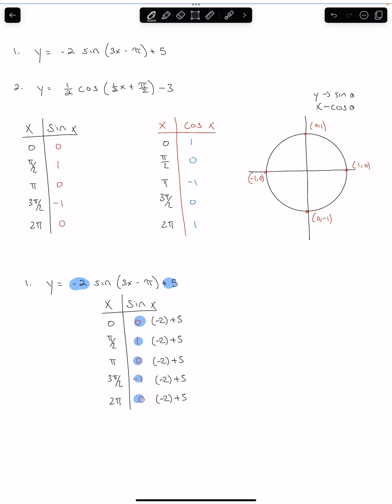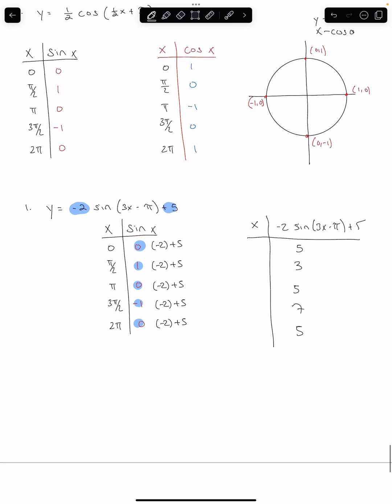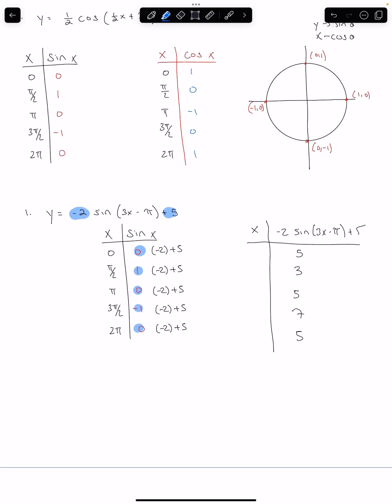So when I redo this, I'll make my new chart here. This is negative 2, that's my new function. So 0 times negative 2 plus 5 is 5, 1 times negative 2 plus 5 is 3, 5, negative 1 times negative 2 plus 5 is 7, and then 5 again.